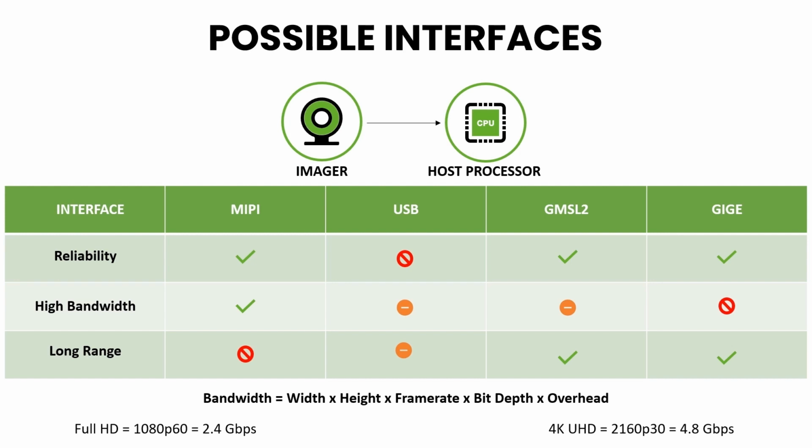The GMSL interface can support up to 15 meters of cable length, which is sufficient for most industrial use cases. Also, the connectors used for the GMSL interface are rugged and weatherproof, making them very reliable for industrial and automotive applications. While the MIPI interface supports the highest bandwidth, it is intended to be used with cables of length less than 50 centimeters. Increasing the cable length higher than that can cause reliability issues in the data stream.